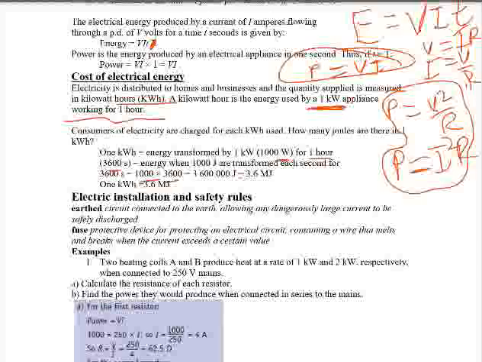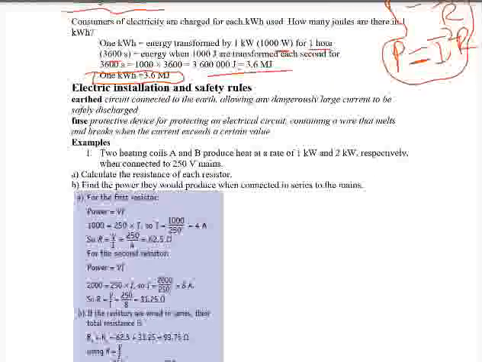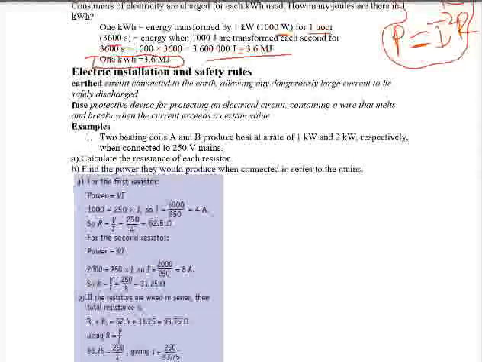This indicates that 1 kilowatt hour is equivalent to what? 1 kilowatt hour is equivalent to 3.6 megajoule, or 3,600,000 joule. And the other thing is electrical installation and safety rules.